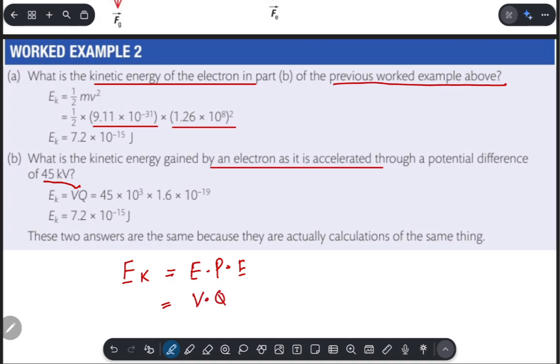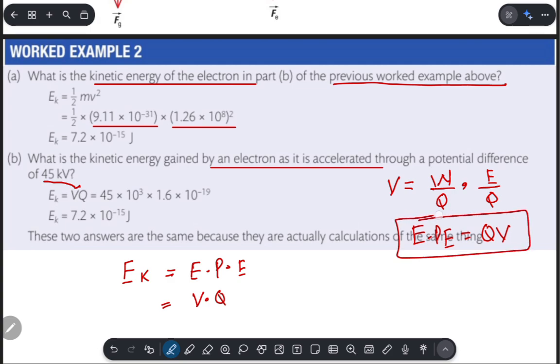So what is the electrical potential energy? That is V times Q. How did I reach this point? As you know, the potential difference is equal to work done per unit charge, or energy per unit charge. From here, the electrical potential energy is equal to Q times V. So you must know these two points. Here I will place that, and that is your kinetic energy.